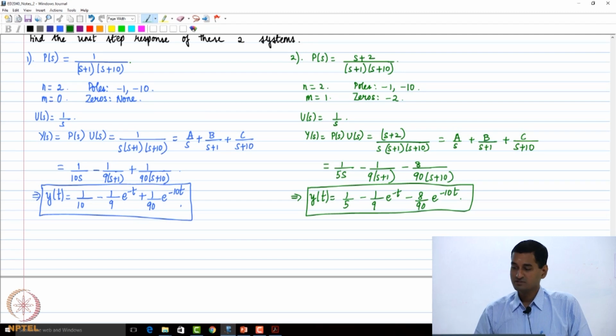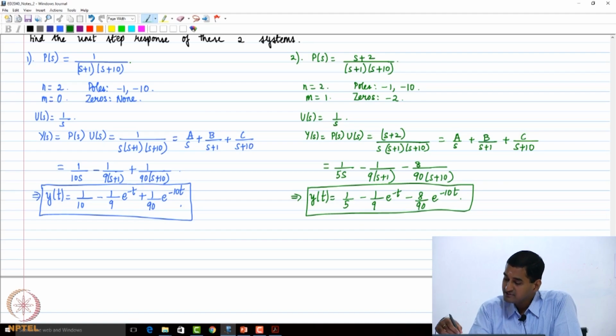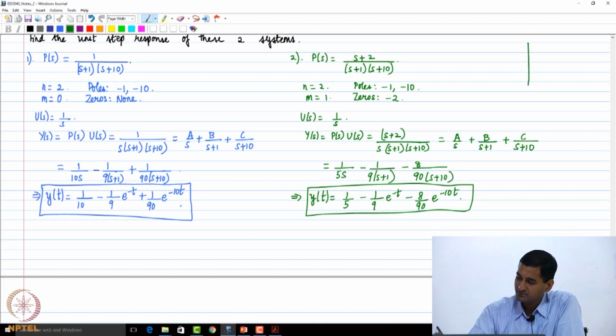No issues. But what has changed? First of all, the steady state value has changed, right? So what was 1 by 10 became 1 by 5 now. That's one effect. And then the coefficients of the e power minus t term and the e power minus 10t term have changed. That's also another impact, due to the zero. And then let's see what is a relative impact due to this.